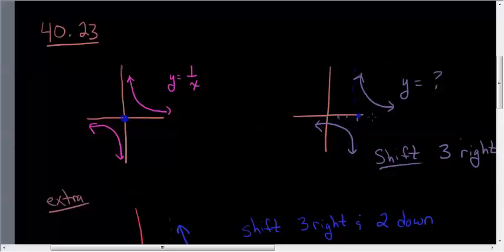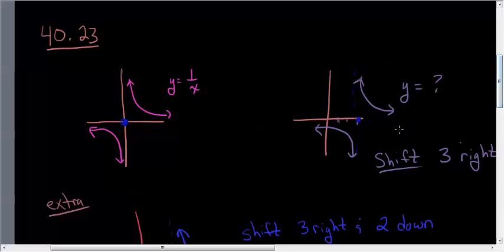So what am I doing? I'm shifting the whole graph 3 right. When I shift the whole graph 3 right, instead of y equals 1 over x, I get y equals 1 over x minus 3. Let's check that. When x was 1, 1 over 1 is 1. When I shift 1 three right, I end up at 4. So when I put in a 4, I should get out a 1. Y equals 1 over 4 minus 3, which is 1 over 1.